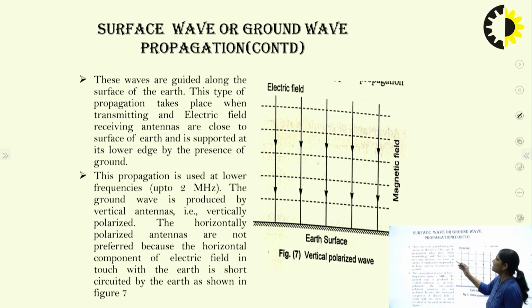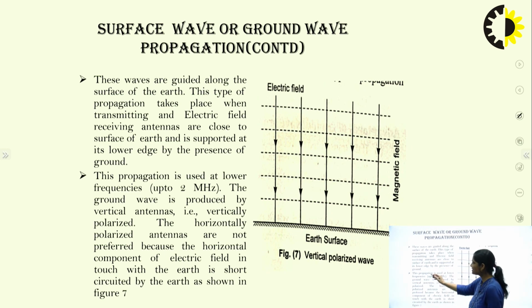Now here surface wave or ground wave propagation. Now you can see this is the vertical polarized wave. Here these are your magnetic fields and these are your electric fields. Now these waves are guided along the surface of the earth. This type of propagation takes place when transmitting and receiving antennas are close to the surface of the earth and supported at its lower edge by the presence of the ground.